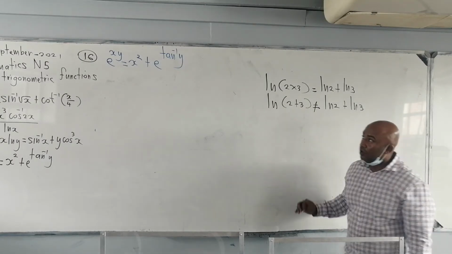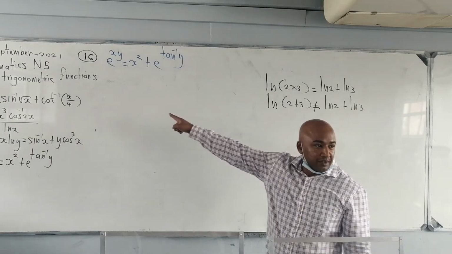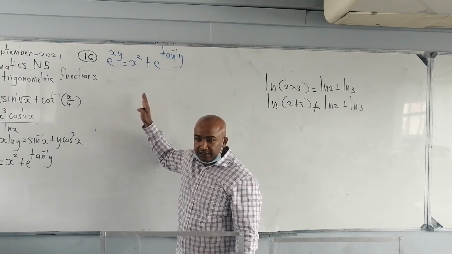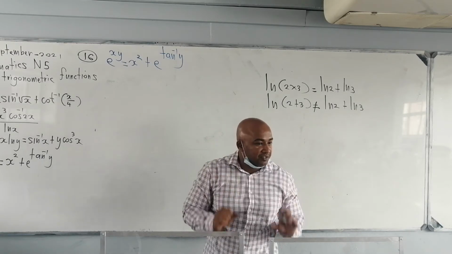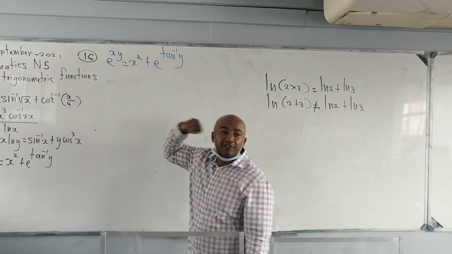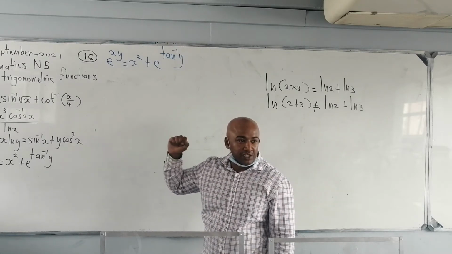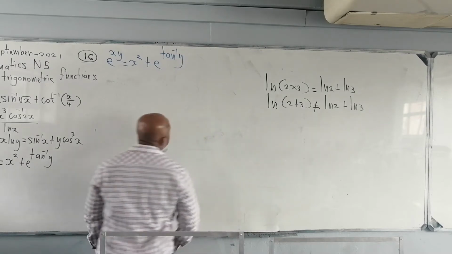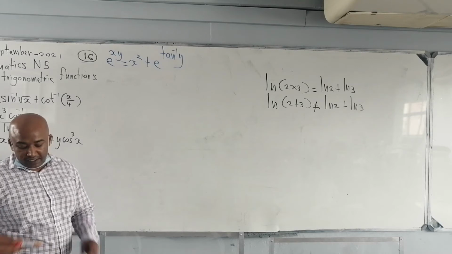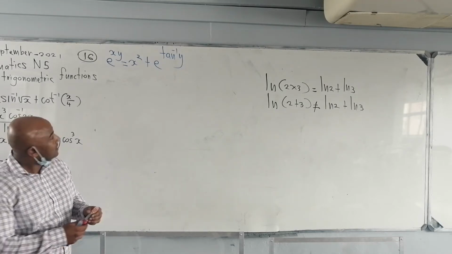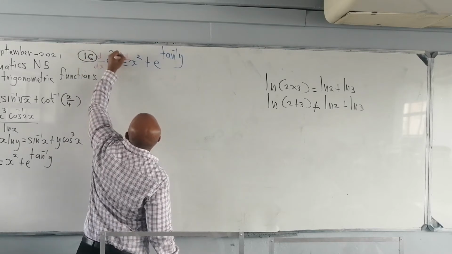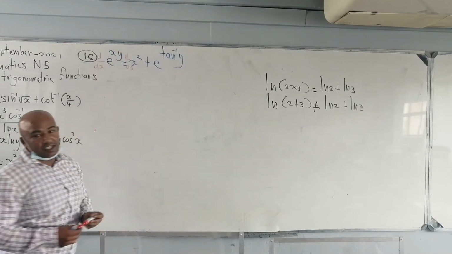So do not go and introduce ln because there's a plus sign. This is not a multiplication sign. Only when it's multiplication and division, then you introduce ln. You're going to take a problem and make it even more complicated if you introduce ln. So this is a problem that can be worked out as it is. There's no need to introduce ln on both sides. So what we're going to do is d over dx on the left, d over dx on the right-hand side.